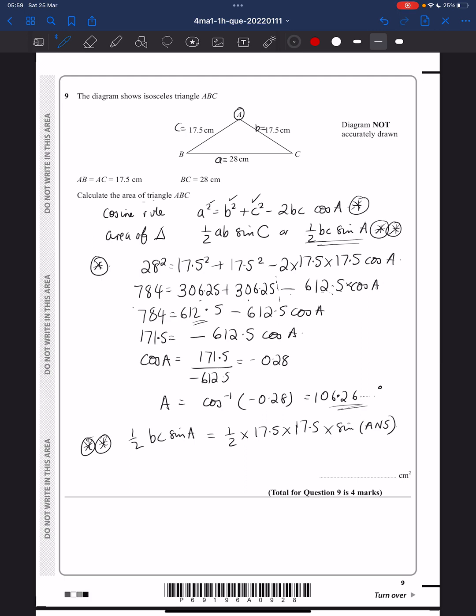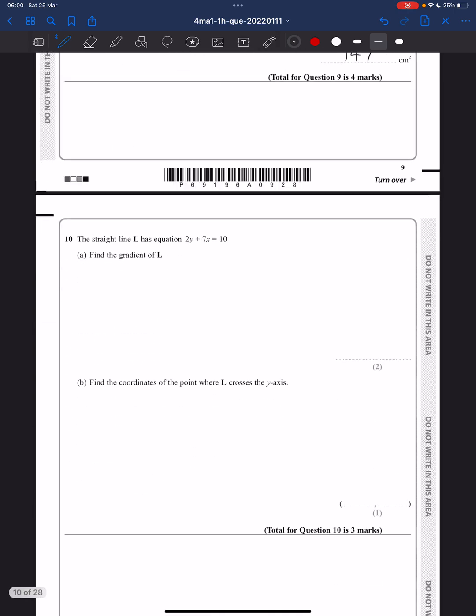147. Does that feel okay? Yeah. 147 centimetres squared. Yeah, we're dealing with quite big numbers here. And that one is wider than 90 degrees. So yeah, it's not drawn accurately, but with this being 28, it's going to make that quite wide. Yeah, it feels fine.